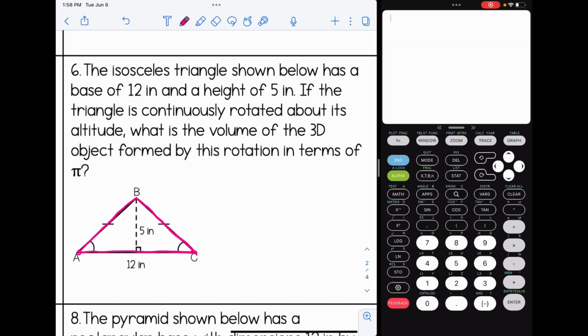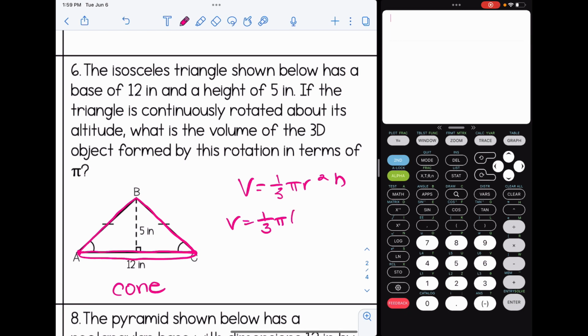Now we know we need this to be a 3-dimensional shape. So whatever edge is perpendicular to the axis of rotation, that would be AC, we're going to curve it. And now you can see that this resembles a cone. So let's use our cone formula.